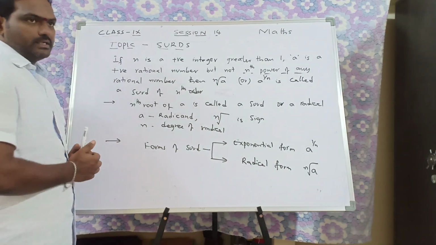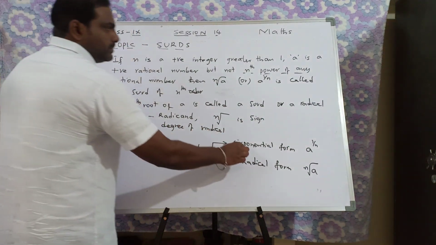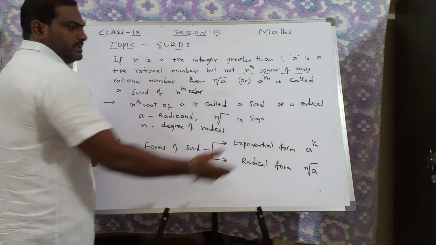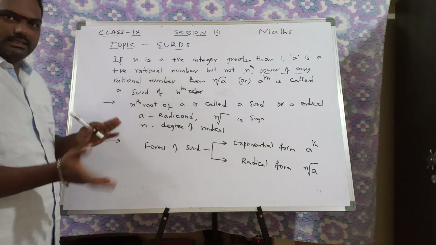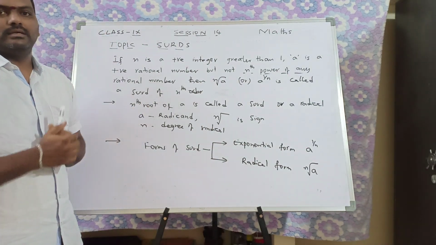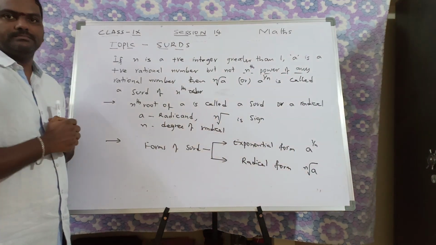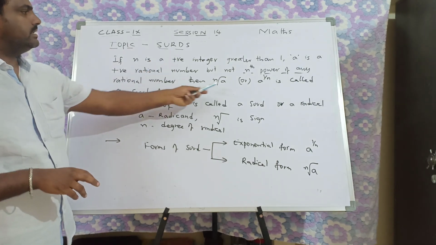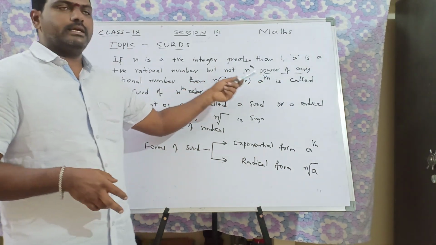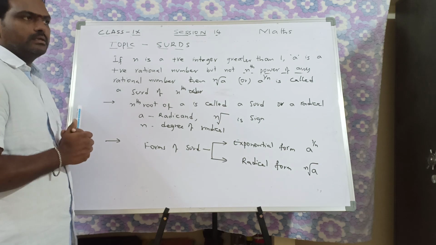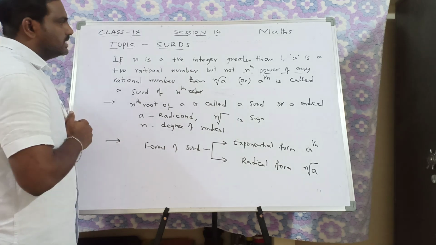So there are two forms of surds. The first form is the exponential form and the second is the radical form. The exponential form is a power 1 by n, and the radical form is the nth root of a. Both are the same but the forms are different. If anybody asks whether a power 1 by n is a surd or not, yes, you have to say it is a surd, because it is in the exponential form. Some conditions are there, that a must not be the nth power of any rational number. We will check that when we go through the examples.